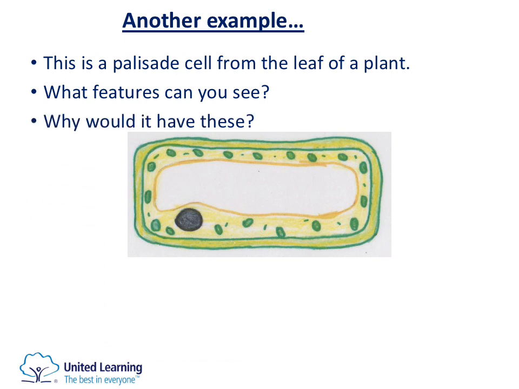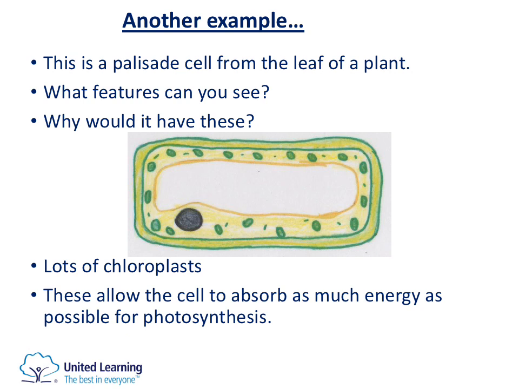Once you've thought of a few things that might be in there, why do you think there are a lot of these in there? So what are all these dots, all these circles inside the cell, and why might it have a lot of them? So what you can see is lots of chloroplasts. Chloroplasts absorb and take in energy from the sun. It's obviously from a plant, this palisade cell, so its job is to absorb as much energy from the sun as possible so that photosynthesis can happen. So the more of these chloroplasts, the more energy it can absorb. So every cell is perfectly suited to do its job.